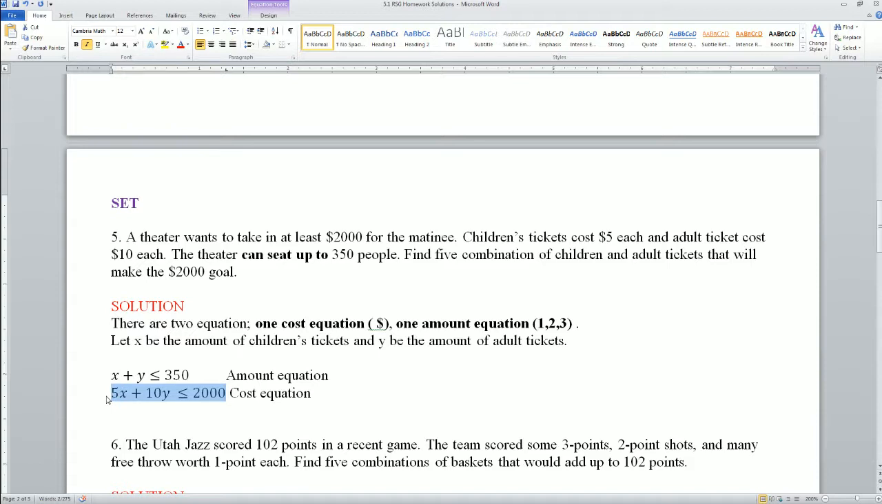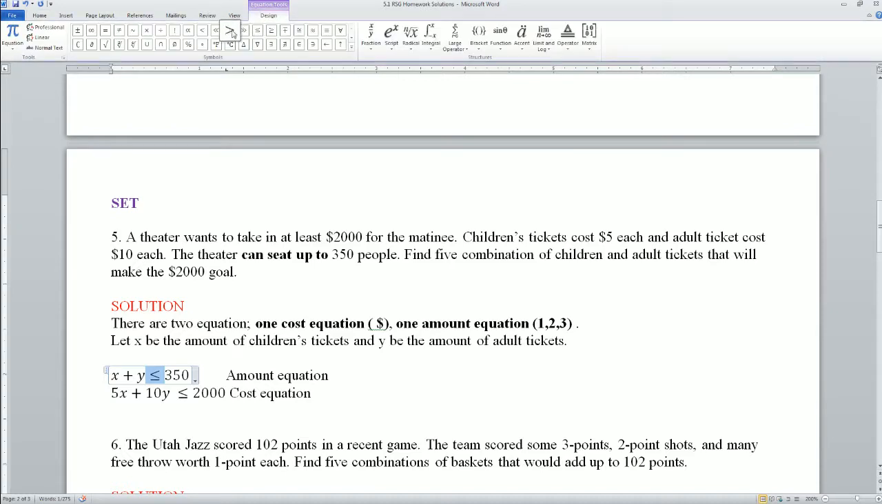Here's the cost. Sorry, less than or equal to. Okay, good. Here, this says that the theater wants to take in at least $2,000 for the matinee, $5 each for the children, and the adult tickets cost $10 each. Here's the cost equation, right? Because it's $5 times x, which is the amount of tickets for the children, plus $10 times the y, has to be less than 2,000, right?